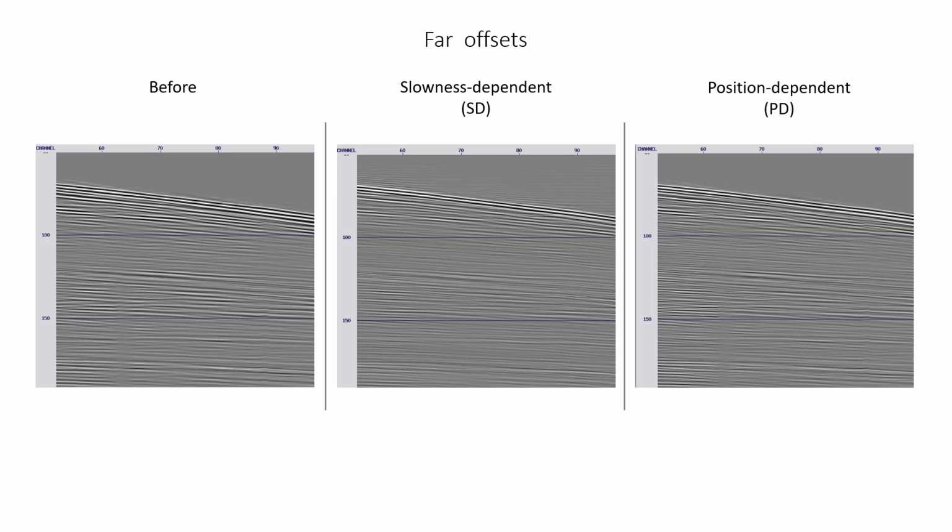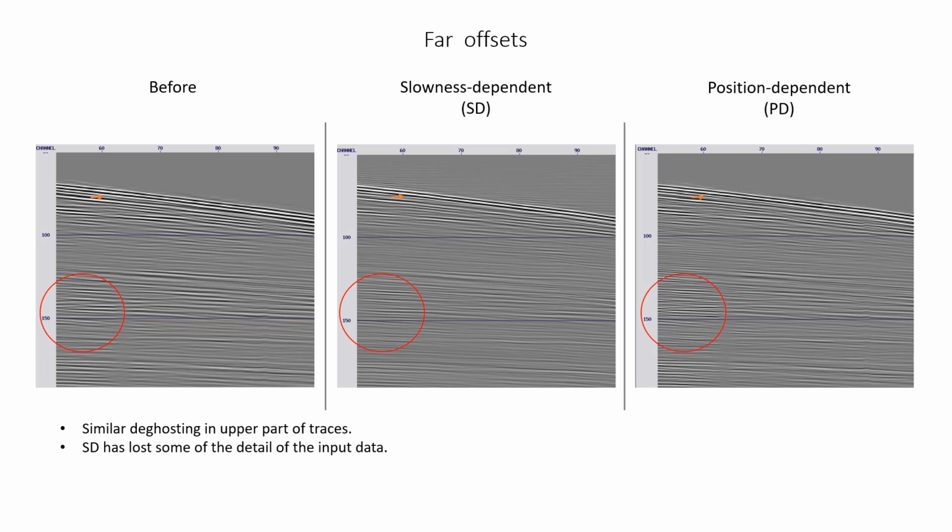And in the far offset, again, we're getting quite a lot of noise before the onset of the first arrivals in the slowness dependent. And again, similar deghosting in the upper part of the traces, but the slowness dependent has actually lost some detail in these lower parts, and that's because it's estimating the output. It's not just deconvolving it. So if there's a problem, then it can just ignore bits of the data.